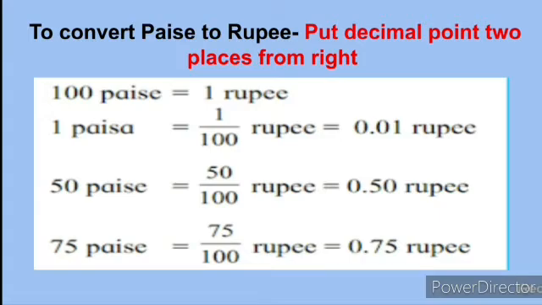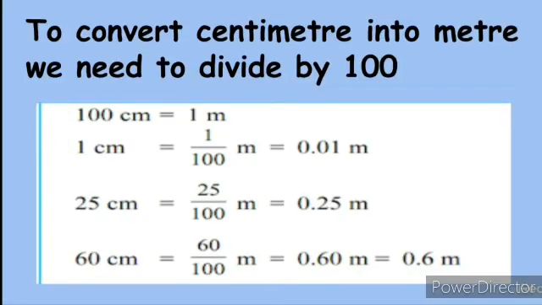And what do we have to write? We have to write in decimal form. So how will we write? 1 paisa is equal to 0.01 rupee. Now in a similar way, 50 paisa is equal to 50 into what will we do? We will multiply by 1 upon 100. Means how much do we get? 0.50 rupee. 75 paisa, 0.75 rupee. To convert paisa to rupee, we have to put a decimal point 2 places from the right.